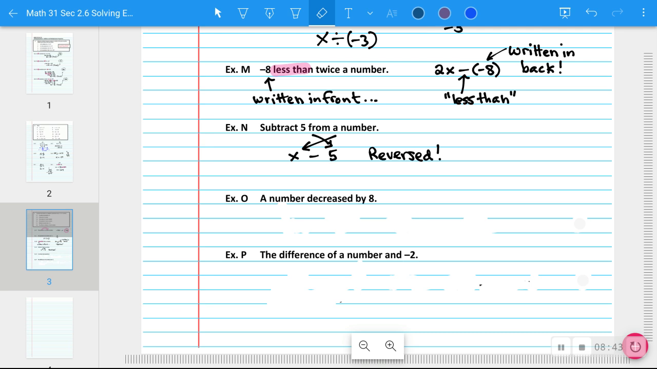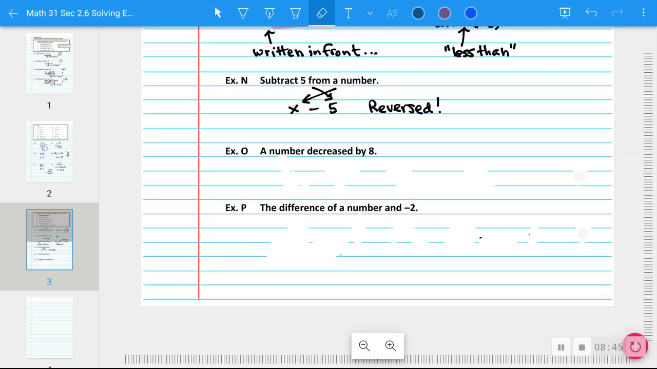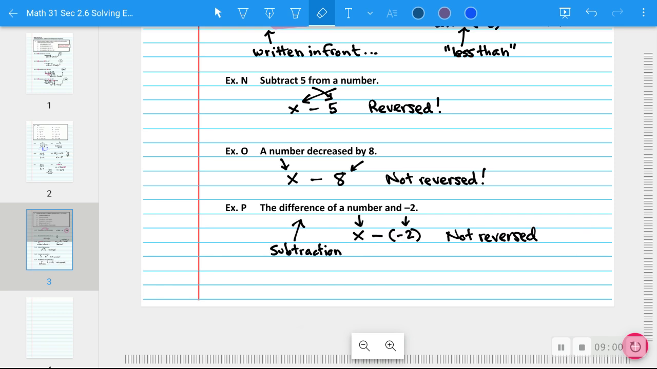The last two are also subtraction, but they aren't reversed. So when it says a number decreased by 8, you just say x minus 8. And then finally, a difference of a number and -2, that's also subtraction, but it isn't reversed. So you just take the number and subtract -2, and you're done.